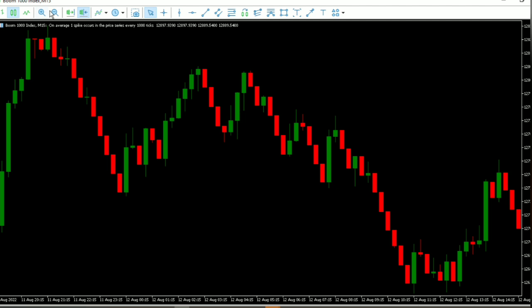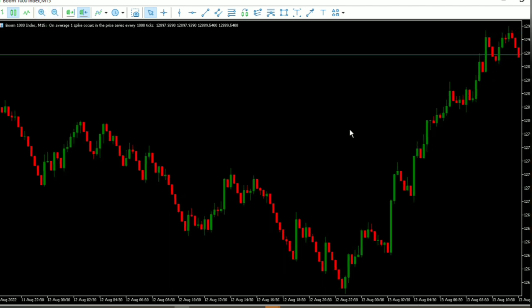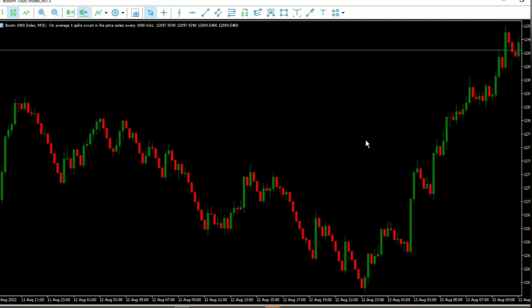So if this is Boom 1000, what I know is I'm always looking to buy Boom 1000 or Boom 500 or Boom 300. Why? Because I know that the candles that go up will go really fast, and I can catch huge spikes and make a lot of money here. But I don't sell in a bull market, right? And also I don't buy in a crash market. So I come to the boom and crash, and I'm only looking to buy at this point.